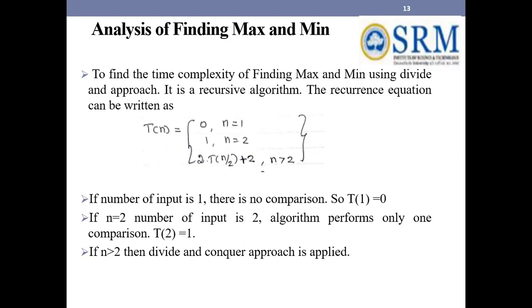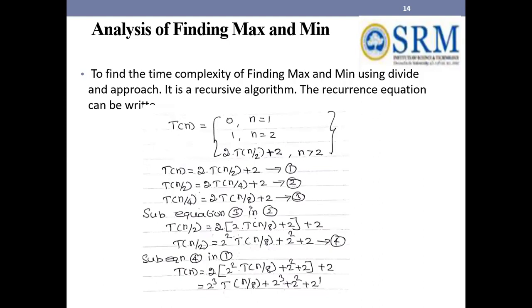If the number of inputs is 1, there's no comparison, so T of 1 equals 0. If n equals 2, the algorithm performs only one comparison, so T of 2 equals 1. If n is greater than 2, then apply the divide and conquer approach. To find the time complexity of finding max and min using divide and conquer, which is a recursive algorithm, the recurrence relation can be written as T of n equals 0 if n is 1, 1 if n is 2, and 2 into T of n by 2 plus 2 when n is greater than 2.